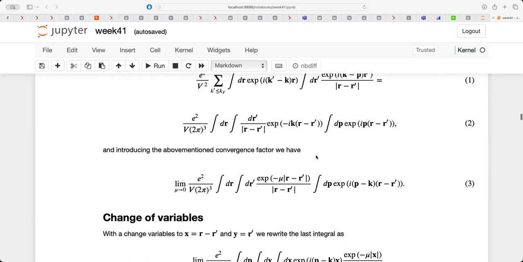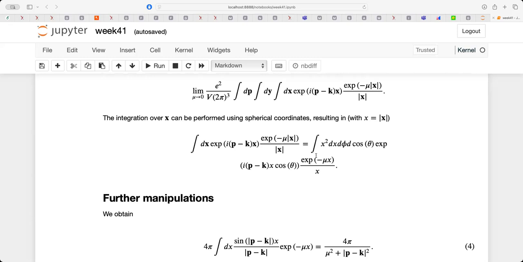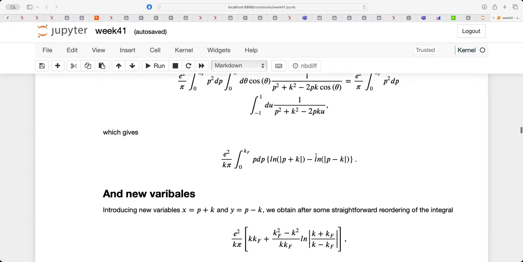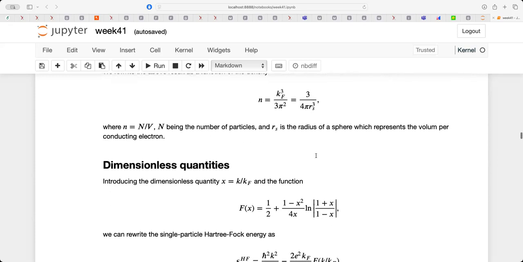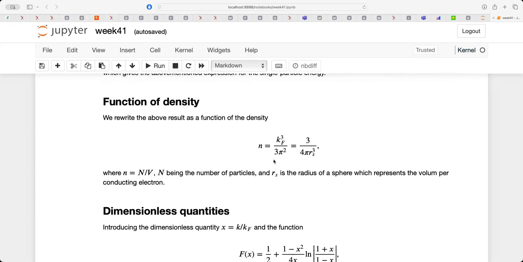So if you scroll down here, you will see some of the calculational details which we went through yesterday. So I'm not going to repeat them, but this contains basically all the derivations we did. And the thing we did was to rewrite everything in terms of physical constants. So one constant is the radius of a sphere, which represents the volume per conducting electron. So that is something which we will relate to the density. So the density is given by the number of particles divided by the volume.